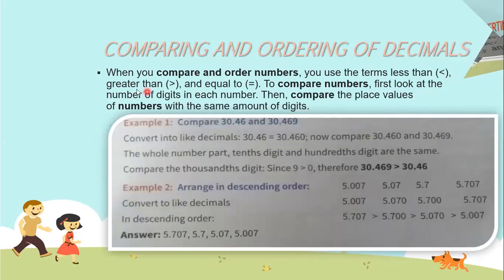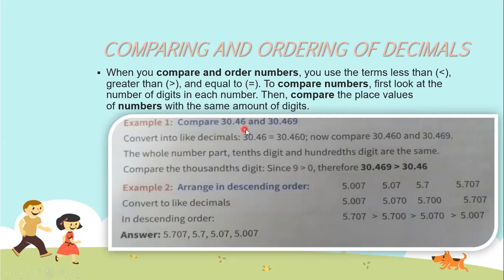Next, see comparing and ordering of decimals. How can you compare numbers? By using greater than, lesser than or equal to. When you compare and order numbers, you use the terms lesser than, greater than and equal to. Normally for comparing we use these three. To compare numbers, first look at the number of digits in each number. Then compare the place values of numbers with the same amount of digits. First compare the whole numbers, and after that the decimal places. First look at the example, then you will understand.